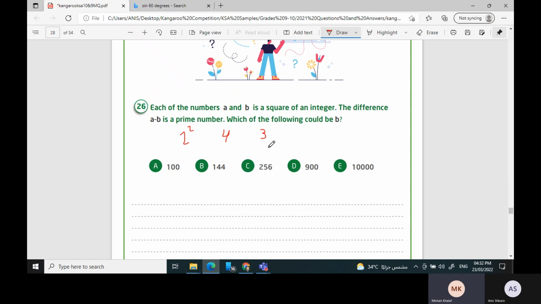Okay. So let's erase this and tell me what you're going to try. The question is, which of the following could be B? And we know that A minus B is a prime number, and A and B are each the square of an integer.